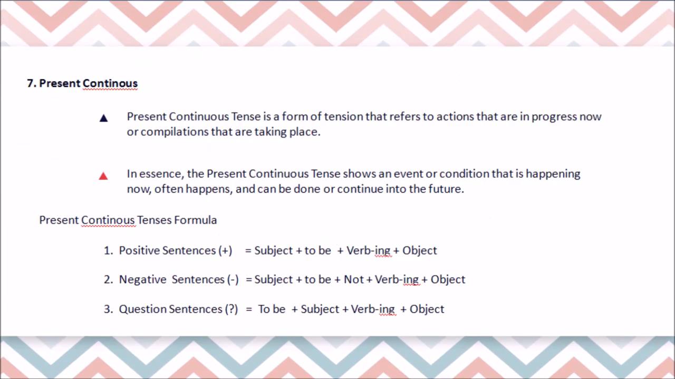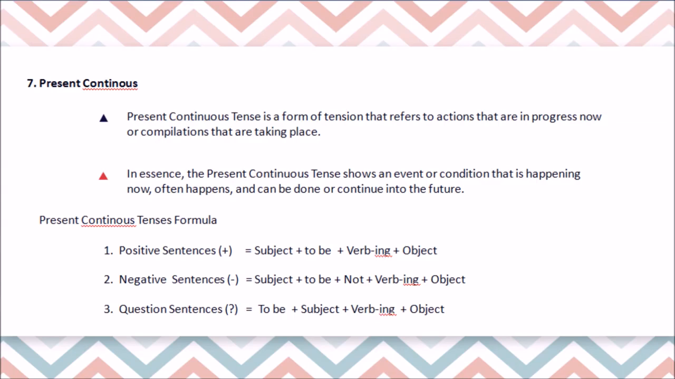Next is present continuous. Present continuous tense is a form of tense that refers to actions that are in progress now or events that are taking place. In essence, the present continuous tense shows an event or condition that is happening now, often happens, and can be done or continue into the future.